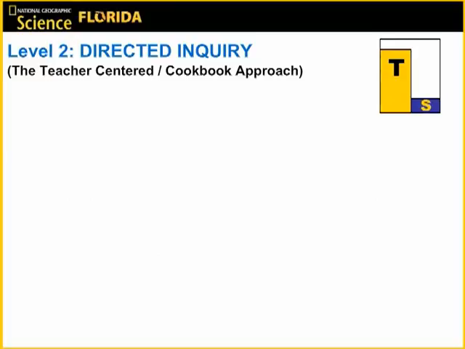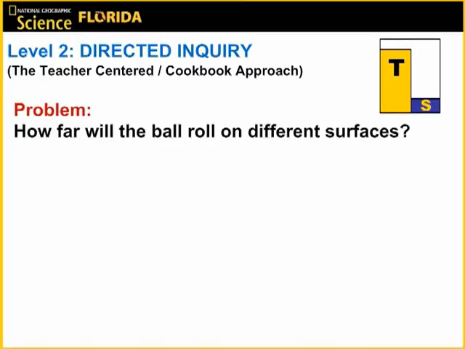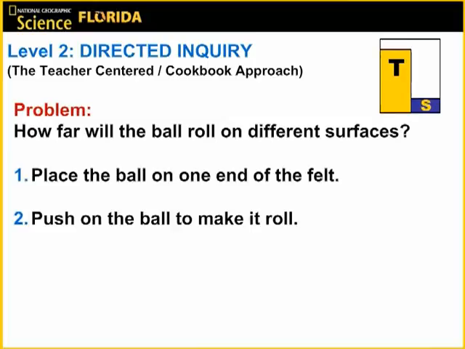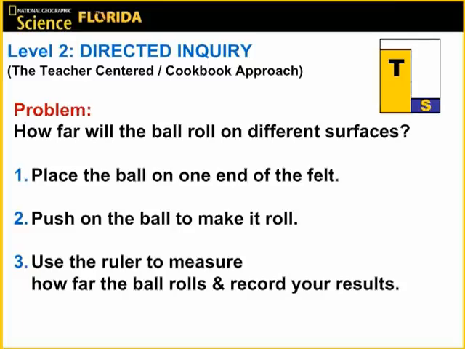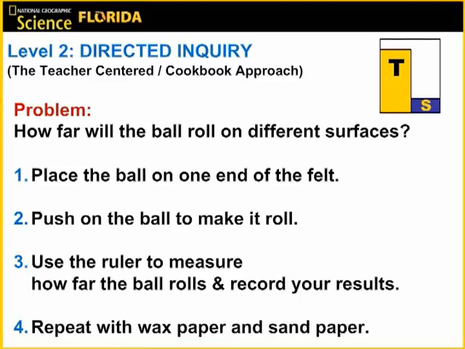As I said, in a directed inquiry activity, the teacher gives the problem and procedure directly to the students, and the students develop their own conclusions by analyzing data. If we continue with our ball rolling example, here I am presenting you with a problem, how far the ball will roll on different surfaces, and providing you with a step-by-step procedure for finding the answer, but it is up to you to develop your own conclusion. Notice that I was literally giving you the steps one at a time. This is the do what I tell you to do when I tell you to do it level.